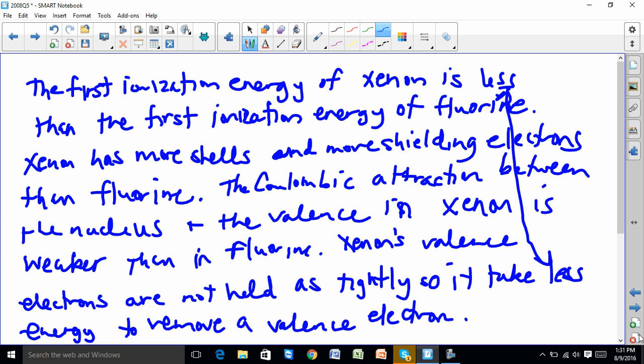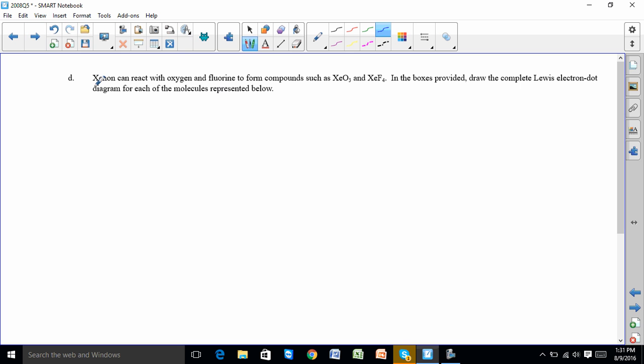Usually by the time I give you this, you've had lots of practice. All right. Xenon can react with oxygen, fluorine, and so on, and the boxes are provided below. Draw those. Okay, so here we go. XeO3, I didn't put the boxes here, but this is what I would do. I'd go xenon.